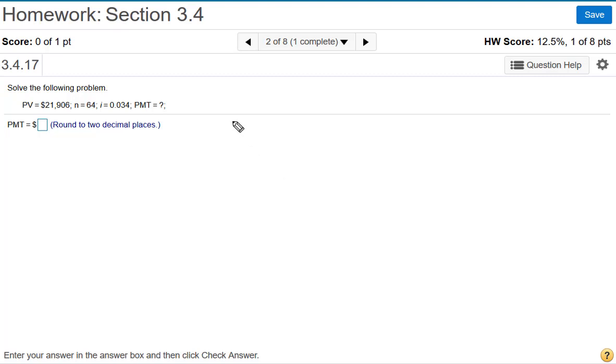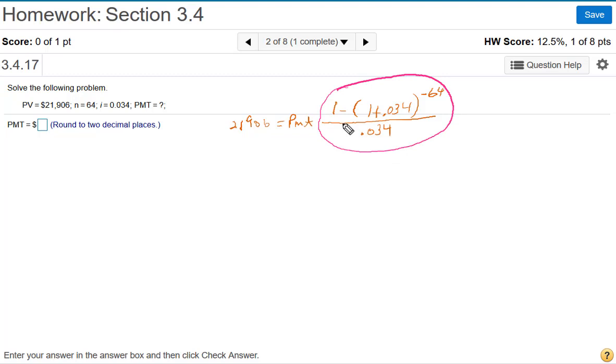So I've got PV, that's 21,906, equals PMT, now that's what I'm looking for, then 1 minus 1 plus I, 0.034, negative N, 64, and then I again, 0.034. Now, what I will do is I will do the calculation here, get a number, then finish solving the equation.